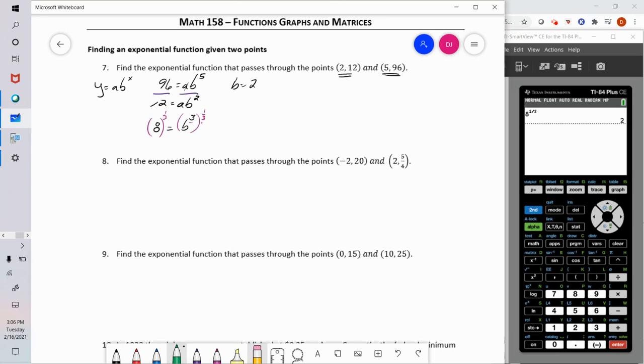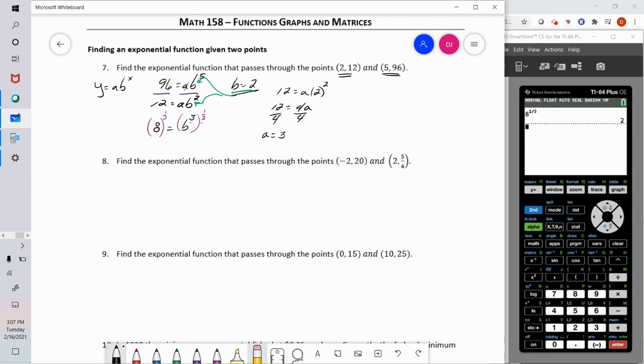So now how do I find a? Well, I'm going to take that 2 that b equals and substitute it for b in either one of those two equations. Personally, I like to put it in the one with the smaller numbers. So 12 is equal to a times b, which is 2 squared. So 12 is equal to a times 4. Divide both sides by the 4, and a will equal 3.